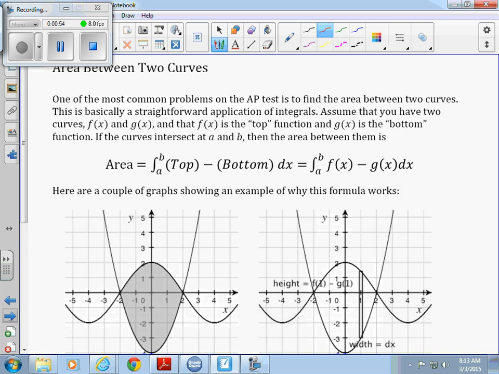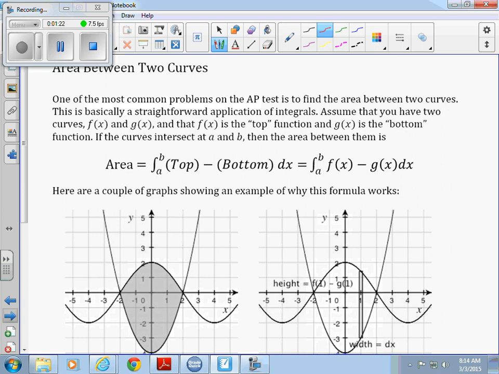Today we're going to be talking about how to find the area between two curves. Without me teaching, you probably could have figured this out, the first part of it, anyway. A very common AP problem is asking to find the area between two curves. So you have f of x and g of x. f of x is on the top, g of x is on the bottom.